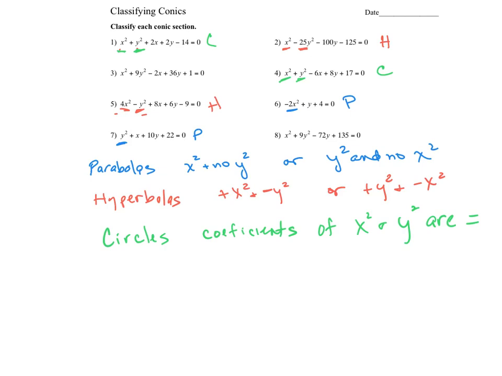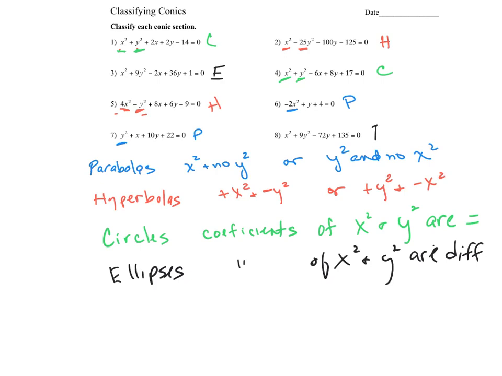Okay? So look at the other two. The other two have an x squared and a 9y squared. That would be an ellipse. So ellipses have coefficients of x squared and y squared that are different. So these two that are left are ellipses.